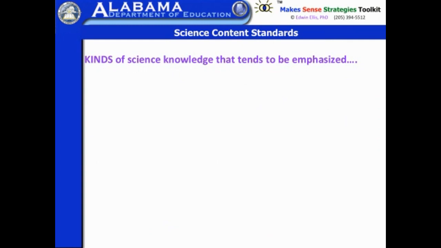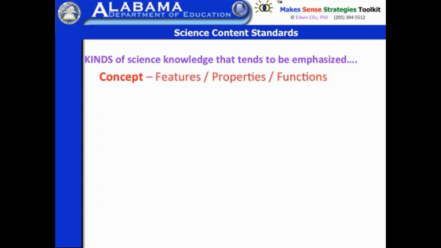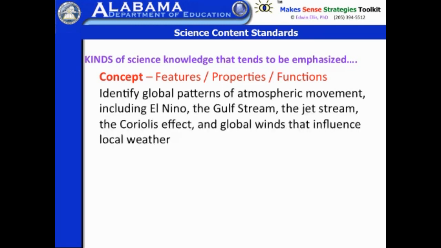in terms of the types of knowledge you tend to emphasize in science, there tends to be a number of specific types. Any given science lesson is highly likely going to be mostly about one of these topics. Same thing with just about any science standard. For example, a concept is typically composed of distinctive features, properties, or functions, or that sort of thing. An example of one of those content standards might be this.